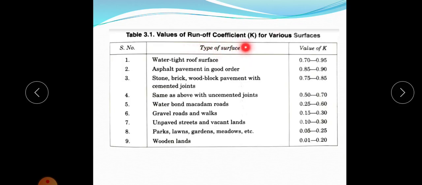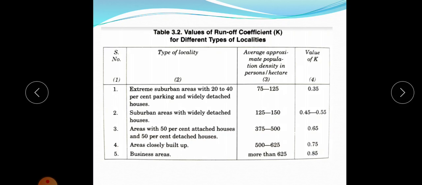So this table shows values of runoff coefficient K for various surfaces. That is, for watertight roof surface it is 0.7 to 0.95, and for asphalt pavement it is 0.85 to 0.9. These are highly impervious, so greater will be the runoff coefficient. Since the watertight roof surface and asphalt pavement are highly impervious, there will be lesser infiltration and greater runoff. And for areas like wooded land, parks, lawns, gardens etc., these are somewhat more permeable, so infiltration will be more, and hence K will be less. So that is the variation of runoff coefficient. Next, values of runoff coefficient for different types of localities. Here also, if it is permeable, K will be lower, and if it is impermeable, K will be high. That is the variation.